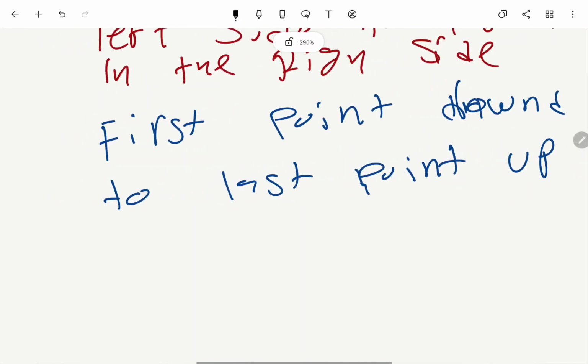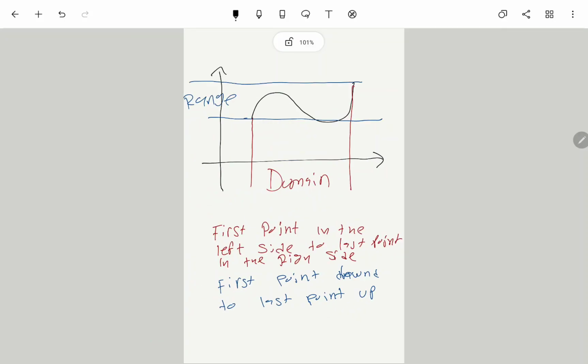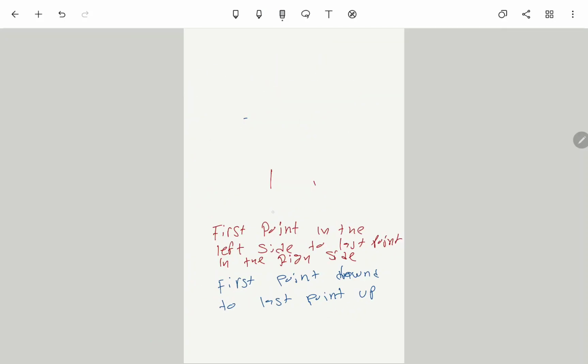And remember too. Okay. We need to write that one. Remember, if it's a closed point, that means brackets, and if it's an open circle or open point, it's parentheses. And if it's an infinity or negative infinity, it's a parenthesis too.